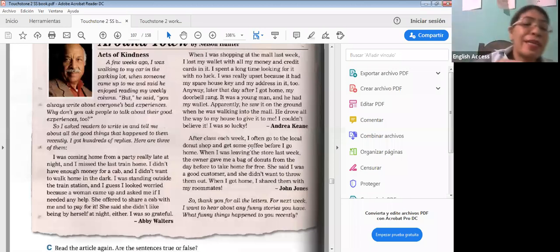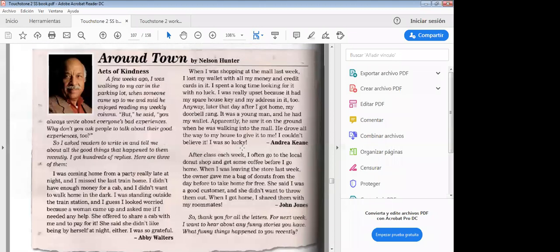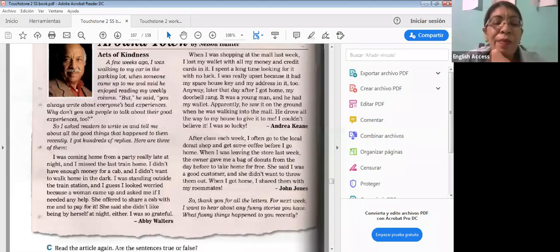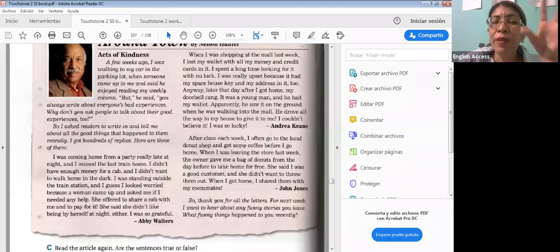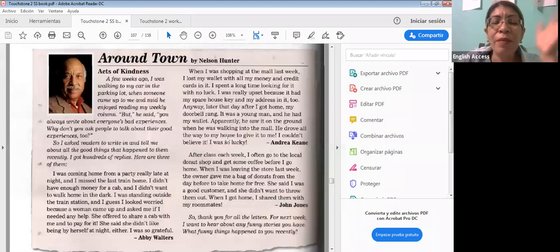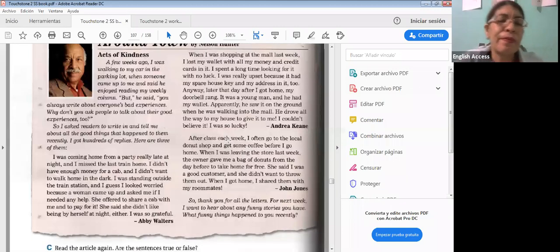Okay, excellent. Well, now you did the reading. Now let's try to understand this. Remember, in this reading, we are talking about a newspaper column. And here we have some stories about these people. They are talking about good things that happened to them recently. So tell me, what happened to Abby Walters? In your own words, what happened to Abby?